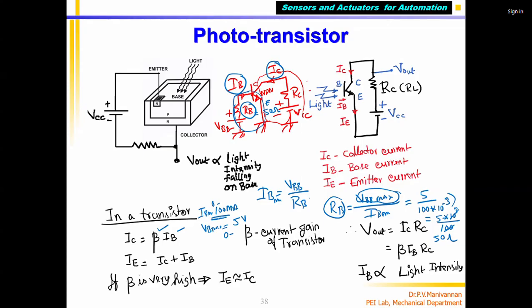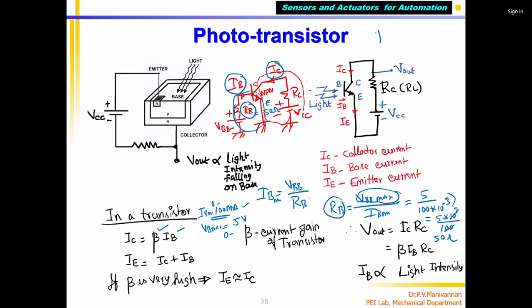Because the manufacturer of this particular transistor has given VBB max and IB max, from that I can find out this resistance value. So from the VBB plus terminal, you connect a resistance of 50 ohms at one end, and the other end is connected to the base of the transistor.